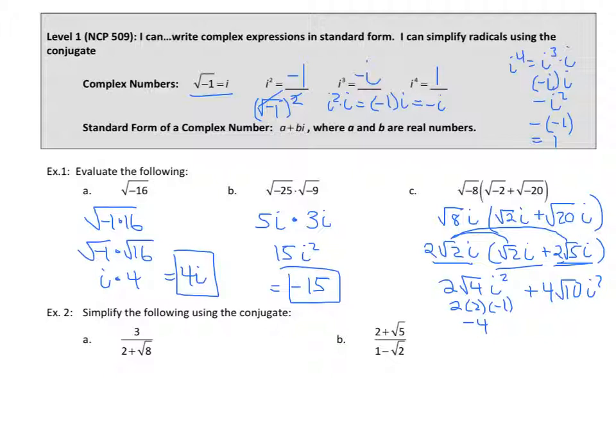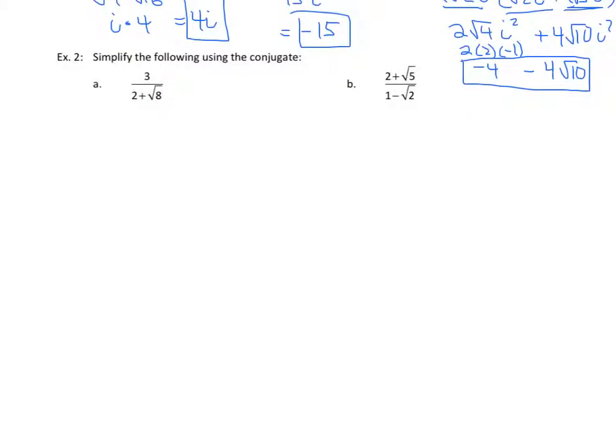Okay, 4 radical 10 can't be simplified, but i squared is -1, so we get -4 radical 10. And that's our final answer.